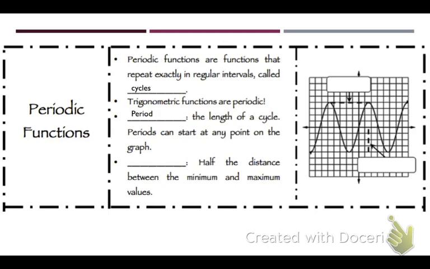A period is the length of a cycle. So that right there is a period. That is one period because it's going to start just repeating after. Okay, and then the amplitude is half the distance between the max and the minimum. So it's the distance from the very middle of this function. Okay, that right there is the amplitude.